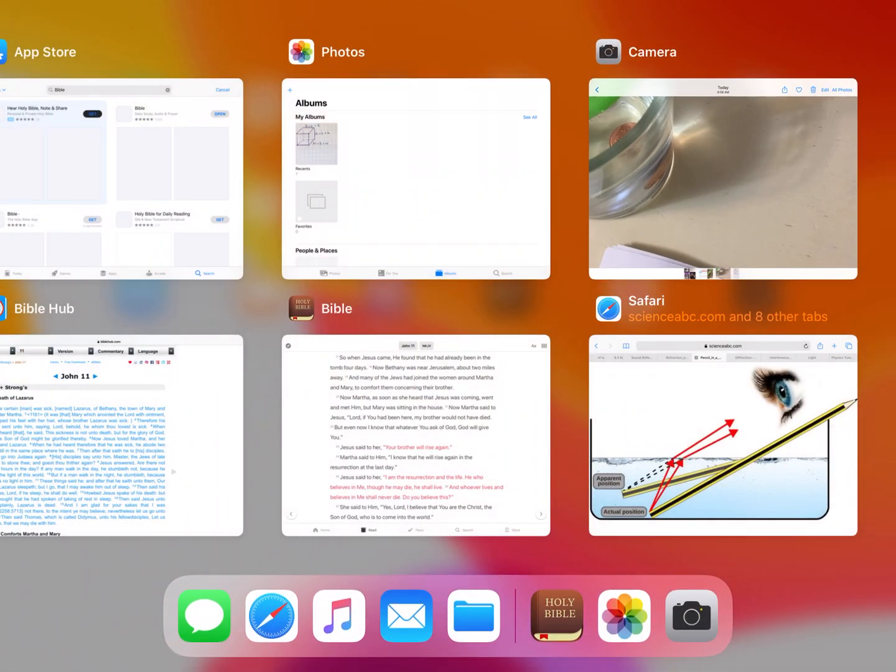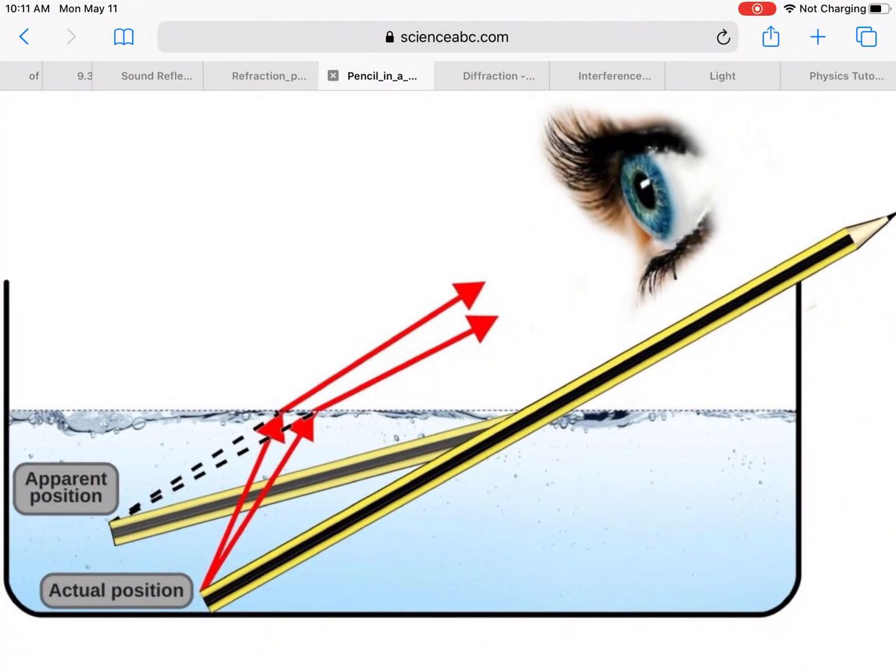That is the result of a refraction. So this is what a refraction is. The light gets bent when it goes from one medium into another medium, or a wave gets bent when it goes from one medium into another medium. That is called a refraction, and we'll look at that a little more closely later on in this unit.